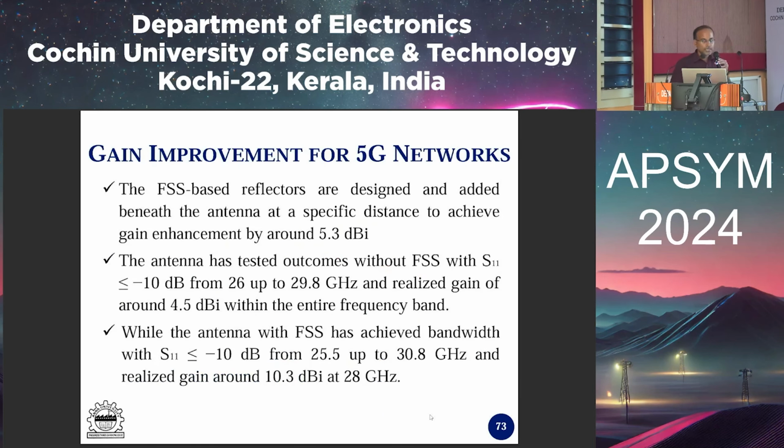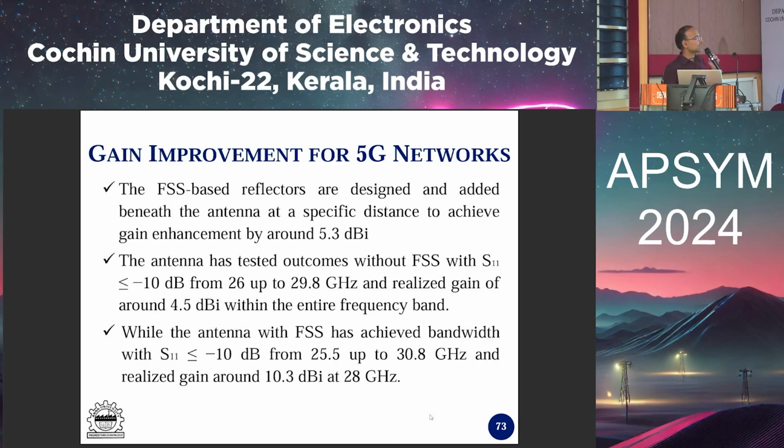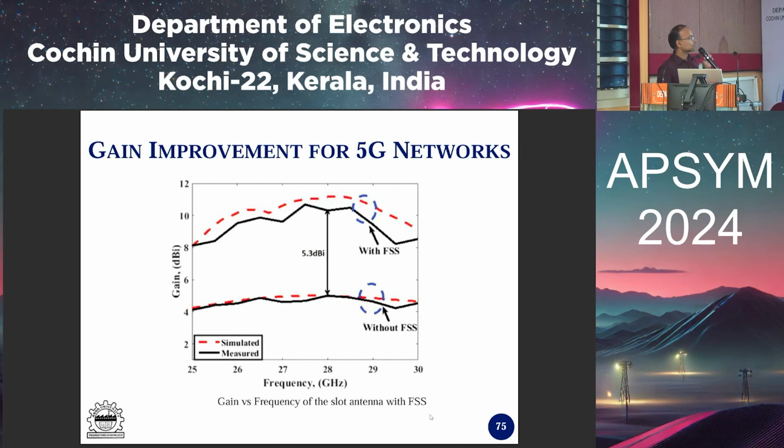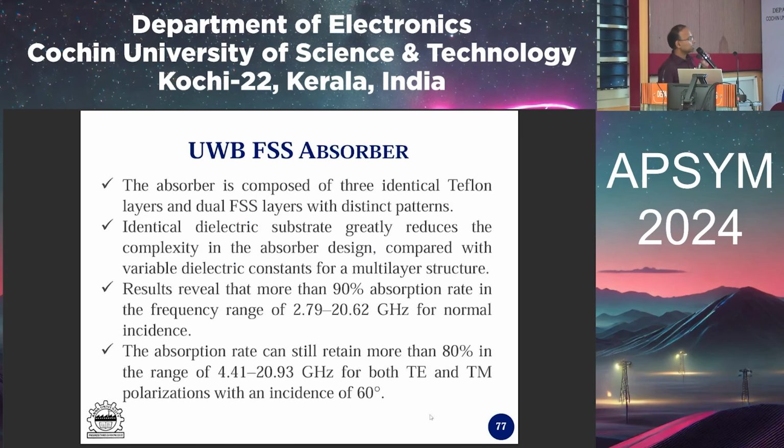Then 5G, 6G, quantum have become the buzzwords, and there are papers in these 5G networks as well. From 26 to 29 gigahertz, can we design this FSS to enhance the gain of the antenna? Yes. We have one example where the gain has been increased from 4.5 to 10.3, which they call a 5.3 dBi enhancement in the gain. This is the antenna they have proposed, and this is the FSS used beneath this antenna, and that helped enhance the gain. At 28 gigahertz they have an enhanced gain of 5.3 dB, a big gain.